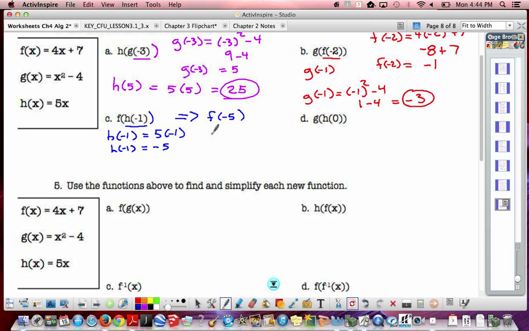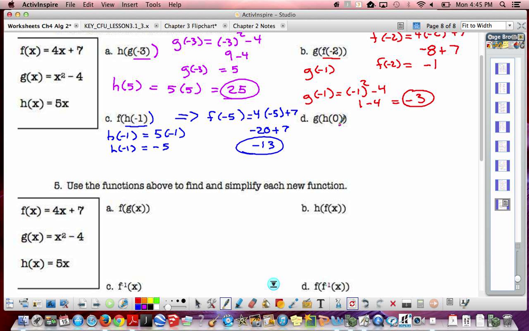So f of negative 5 is equal to 4 times negative 5 plus 7. 4 times negative 5 is negative 20. Negative 20 plus 7 is negative 13.